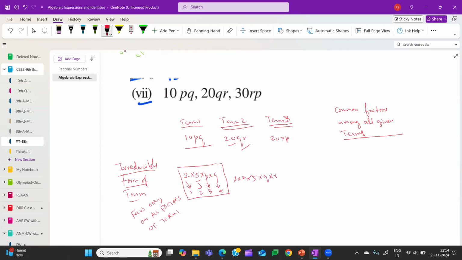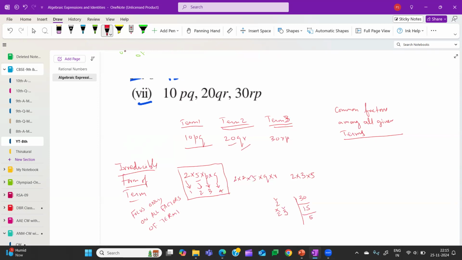Then term 3. This is 2 into 3 into 5. If you are not aware, then we have to work it out like this. Put this 30, whether it can be divided by the smallest prime factor 2. Yes. So 30 divided by 2 is 15. Now 15, whether it is divided by the smallest prime factor 2. No, it is not so. Then go for the next highest prime, that is 3. Yes, it is possible. So 15 divided by 3 is 5.